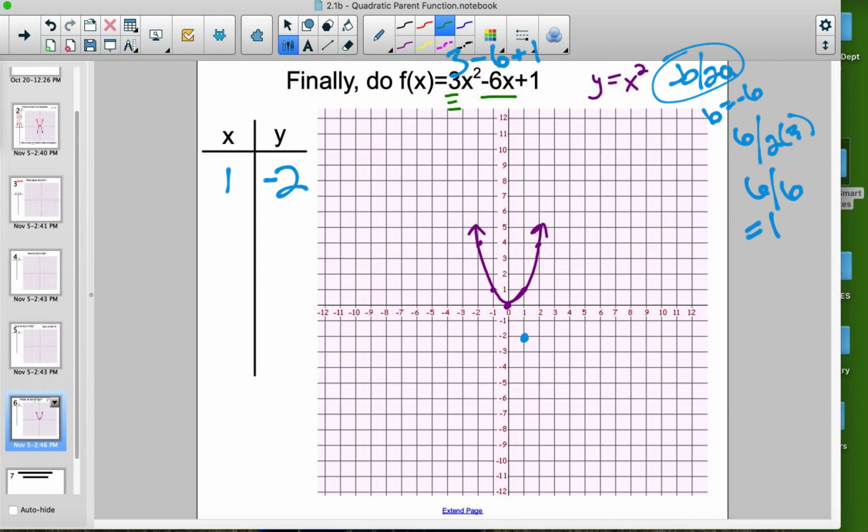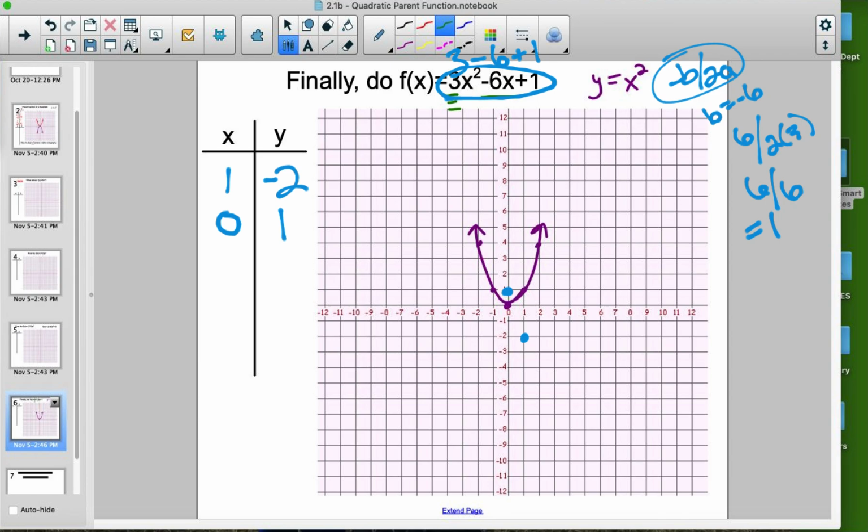If I was told to graph it, I'd probably want to find another point. So if I know my vertex is right there at positive 1, pick numbers around there. I'm going to pick 0 because it's super easy to work with. So when I plug in 0 for x, looking at the original, I get 3 times 0 squared minus 6 times 0 plus 1. It's just going to give me 1, which is nice and easy for me. So (0, 1).